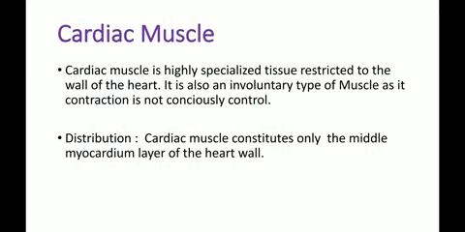Now let's discuss the cardiac muscle in detail. Cardiac muscle is a highly specialized tissue restricted to the wall of the heart. It is also an involuntary type of muscle, as its contraction is not consciously controlled. As you know, the heart is not consciously controlled, so we can say that the cardiac muscle is an involuntary type of muscle. As for distribution, the cardiac muscle constitutes only the middle myocardial layer of the heart wall.